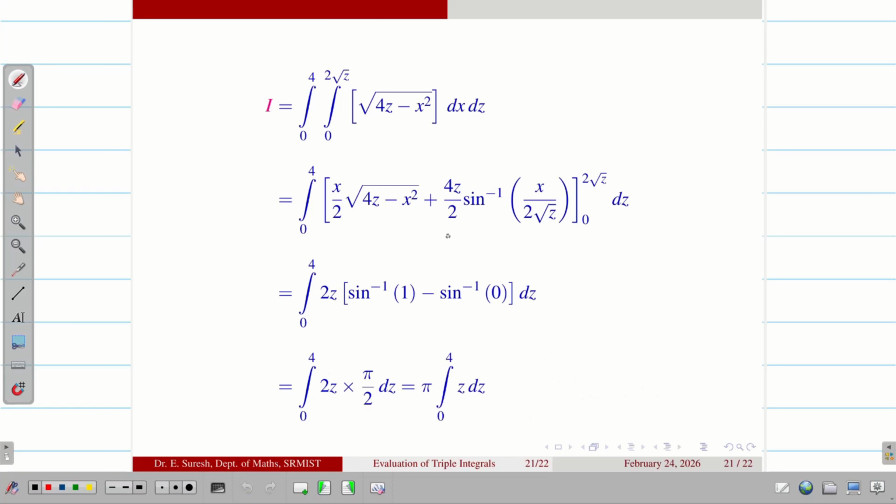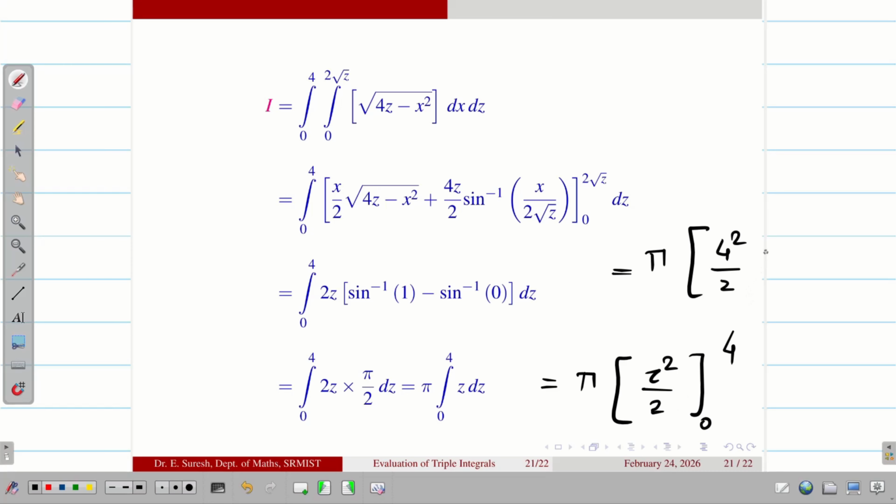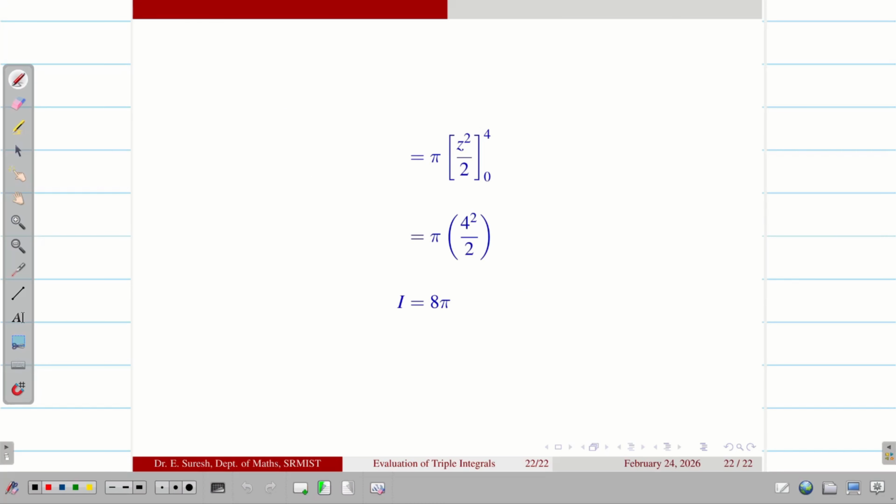Easily we can integrate this by taking the pi outside. Z integration is z square divided by 2. The limits are 0 to 4. Simplifying this, we get 4 square by 2. Lower limit is 0. So 16 by 2, 8. My answer is 8 pi. Therefore, the solution for this problem is 8 pi. You can see the typed version.